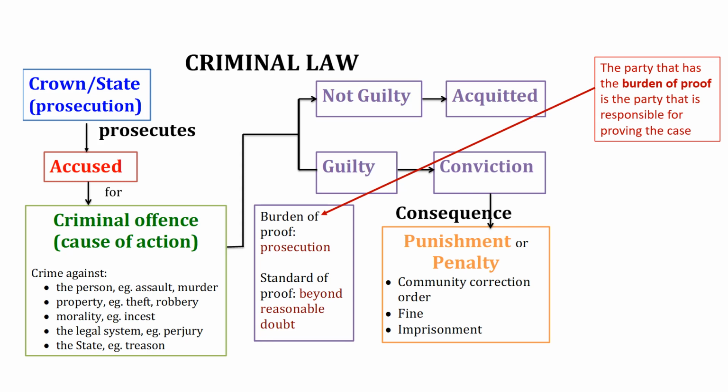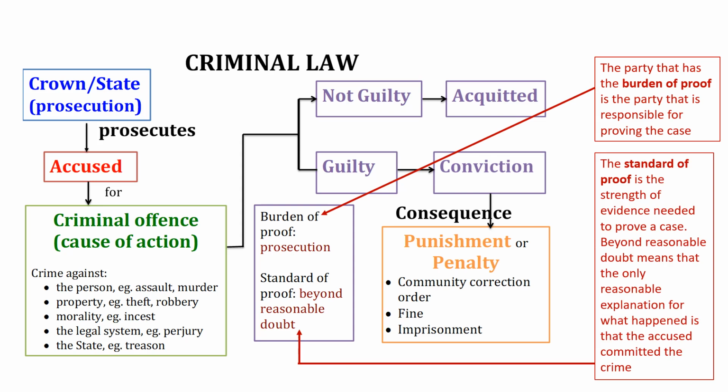The standard of proof in a criminal case is beyond reasonable doubt. The standard of proof is the strength of evidence needed to prove a case. In a criminal case, this standard of proof is beyond reasonable doubt, which means that the only reasonable explanation for what happened must be that the accused committed the crime. If the prosecution cannot prove beyond reasonable doubt that the accused committed the crime, then the accused must be found not guilty and is acquitted.